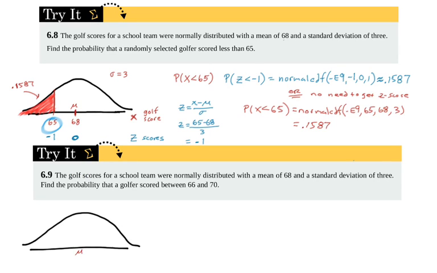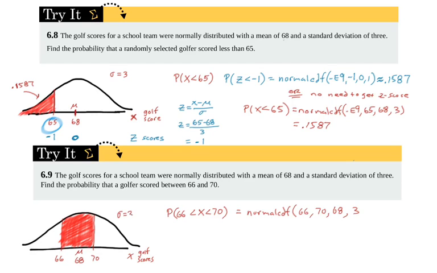Okay, here's another problem. You could pause it and try to give it a go. Okay, so let me sketch the solution here. So we want between 66 and 70 this time around. And again, I'm not even going to worry about the z-score. We're just going to talk about it in terms of our golf scores here. So probability X is between 66 and 70. And so our normal CDF, there's our low, there's our high, our mean, standard deviation, and that's going to give us 0.4950. Just make sure you're paying attention to the notation, whether we're using actual X's or if we're actually using z-scores.